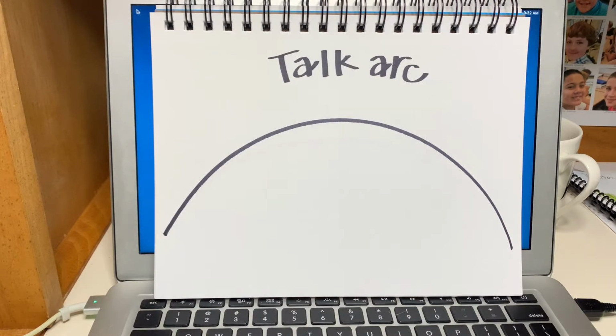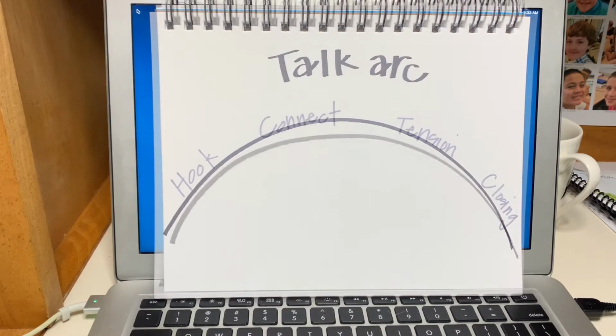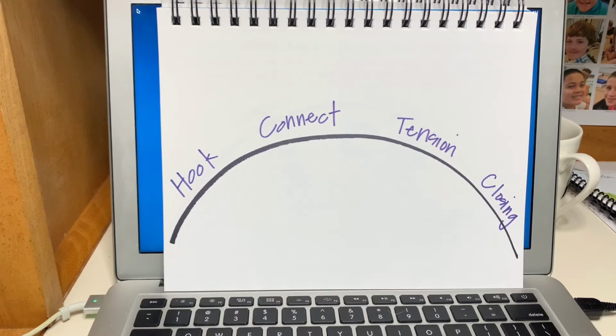So the first thing we're going to do is look at a talk arc, and I want you to visualize your talk as having this shape. Okay, we're going to operate from this understanding going forward. So when I refer to a talk arc, I want you to have this picture in your head. The next thing I want you to do is picture these four main parts of your talk along the talk arc.